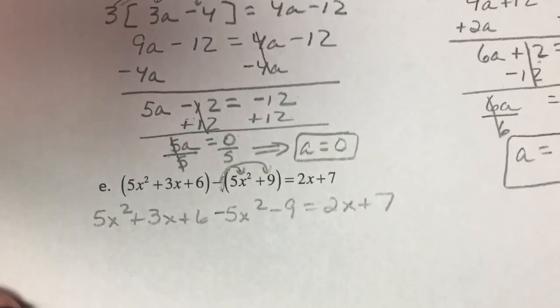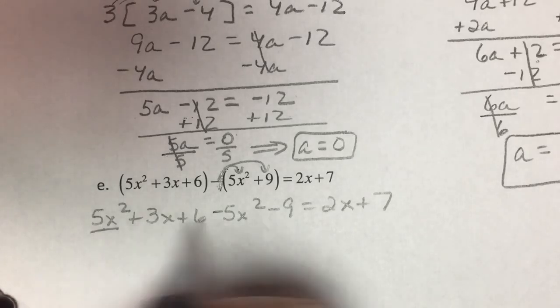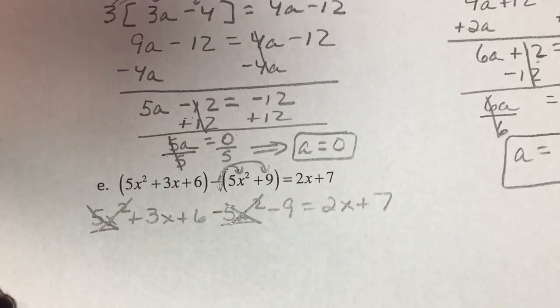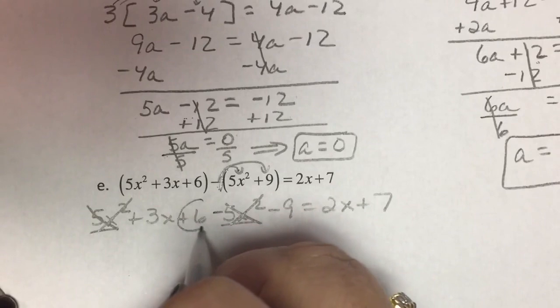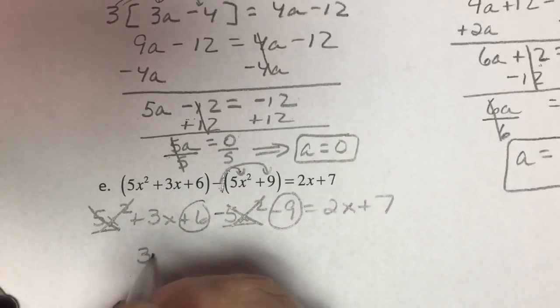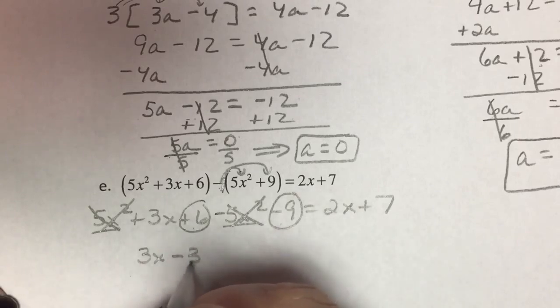Now I know you may have been panicking about that x squared thing. But look, when I go to combine like terms, what's 5x squared and negative 5x squared? Those are going to cancel out, so don't panic. Now I can also combine the positive 6 and the negative 9. So 3x, what's positive 6 and a negative 9? That's minus 3.